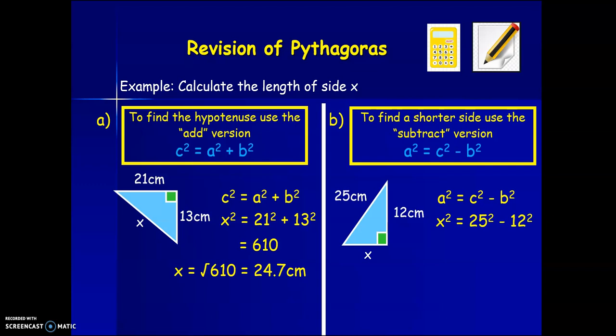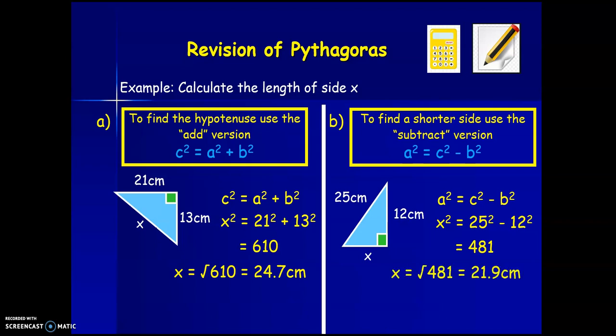We put in our values. So x squared equals 25 squared subtract 12 squared. That gives us 481. And we need to remember to square root this value of 481, so that gives us a length of 21.9 centimetres for x.